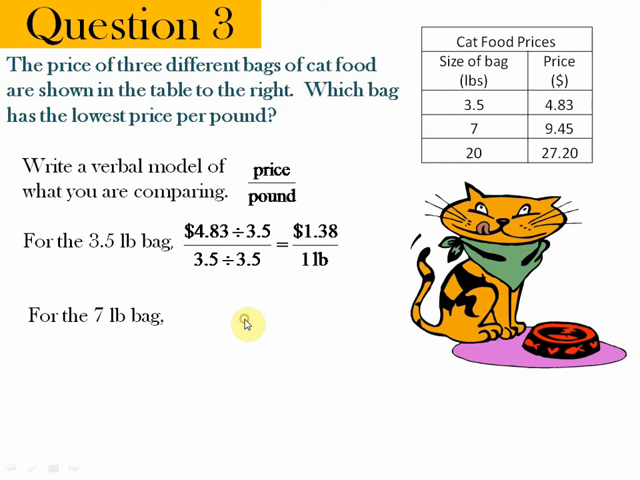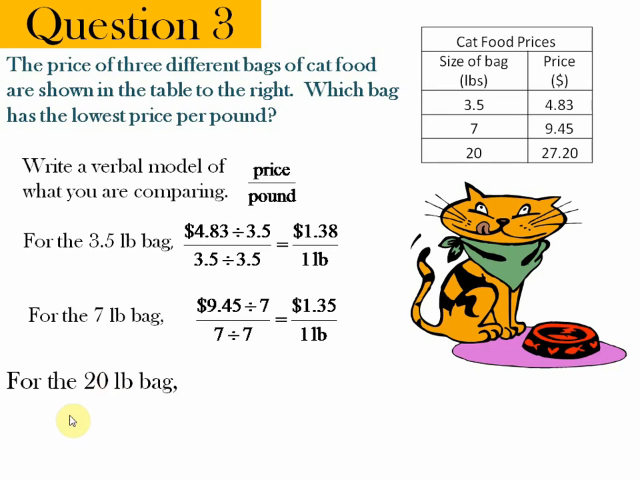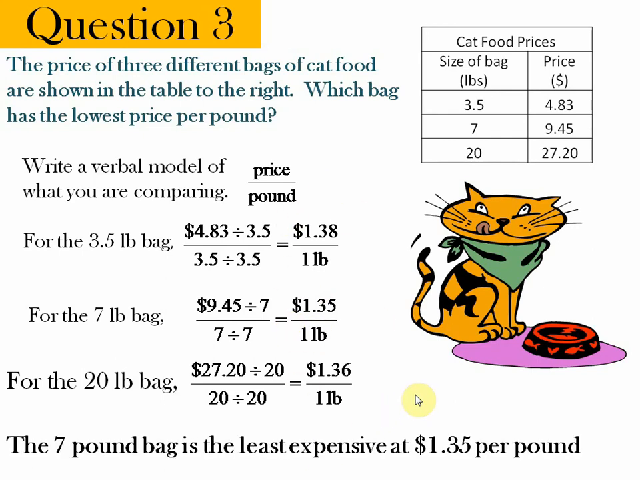For the 7 pound bag, 9.45 divided by 7, we got 1.35 per pound. Now for the 20 pound bag, which costs 27.20, 27.20 divided by 20, we got 1.36. Now you can see that the 7 pound bag costs the least among these three bag sizes, 1.35 per pound. So the 7 pound bag is the least expensive food for the cats.